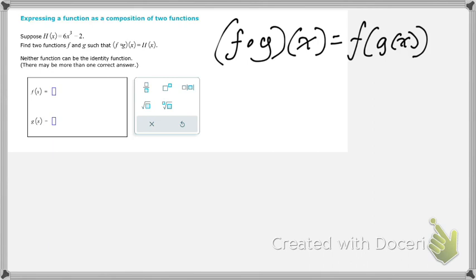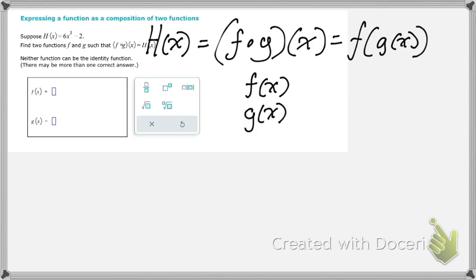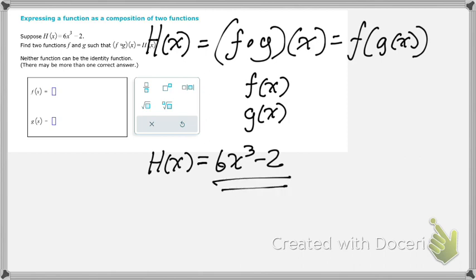Well, here what we're saying is that in this problem there is some h of x which is a composition of an f and g, which we don't know. So what we're being asked is what's f and what's g if h of x is equal to 6x cubed minus 2. What f and g, if I did the composition of f and g, could lead to this result?